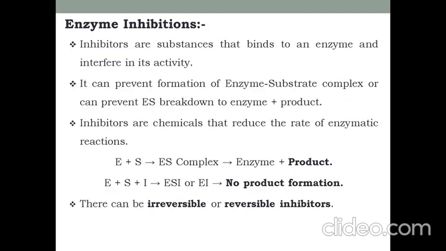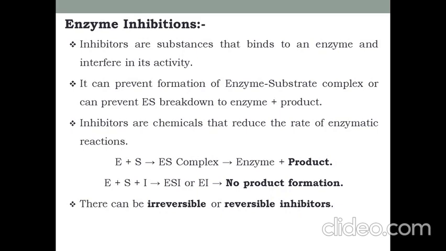Enzyme inhibition. Inhibitors are substances that bind to an enzyme and interfere in its activity. It can prevent the formation of the enzyme-substrate complex, or can prevent ES breakdown to enzyme and product. These substances will not allow the enzyme-substrate complex to form and will also inhibit product formation. Inhibitors are chemicals that reduce the rate of enzymatic reactions.